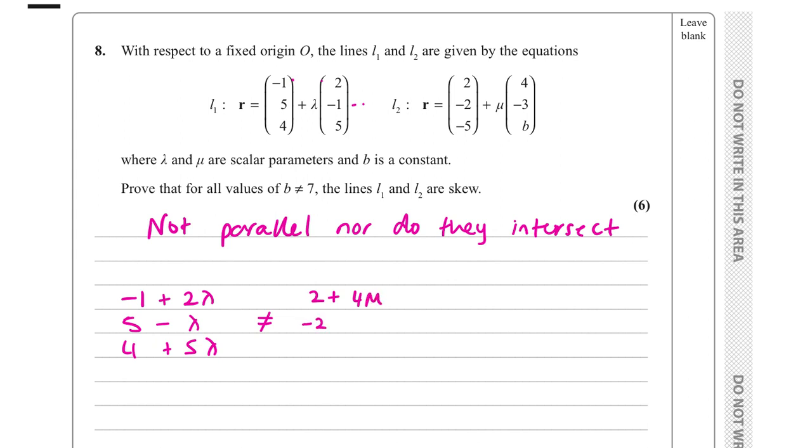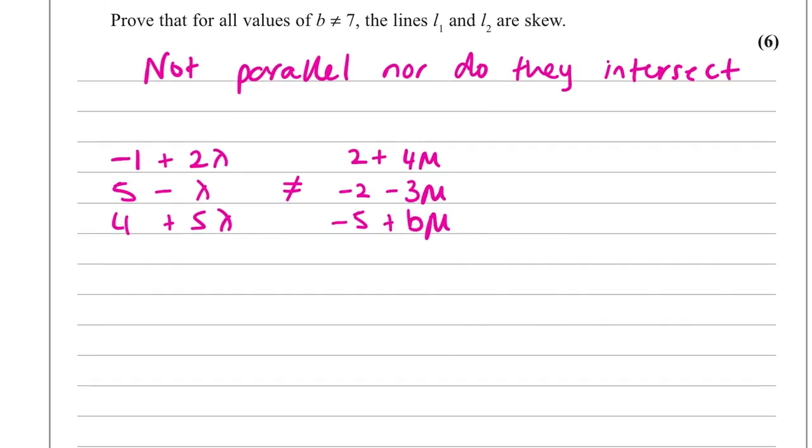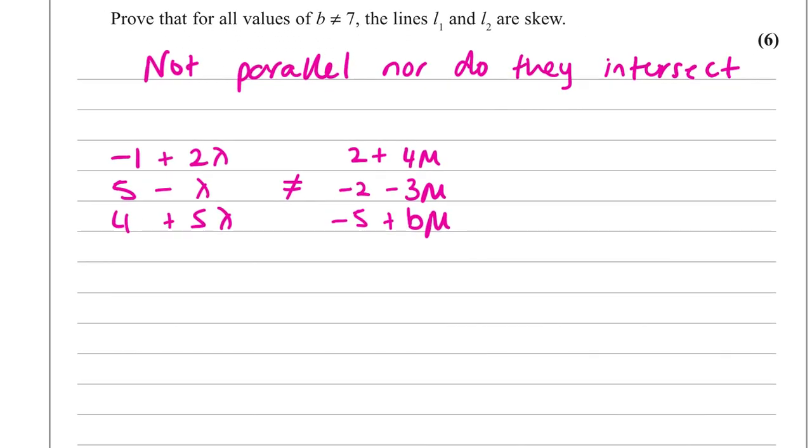2 plus 4 mu, -2 minus 3 mu, minus B, -5 plus B mu. So we can do the first two together and they might work simultaneously and we might get some values. Let's do this then. I'm going to get 2 lambda equals 3 plus 4 mu, so lambda equals 3 over 2 plus 2 mu.